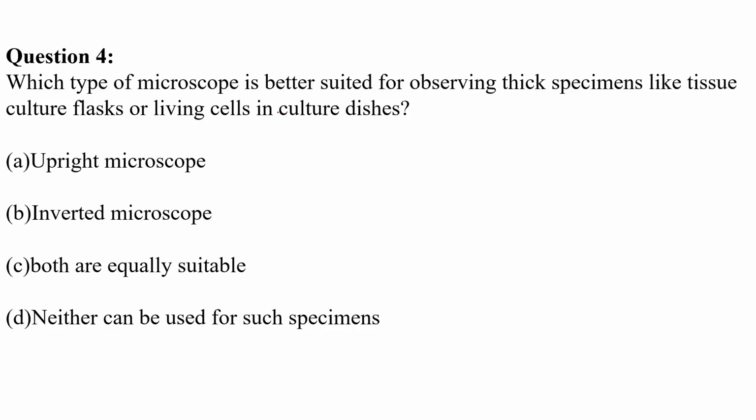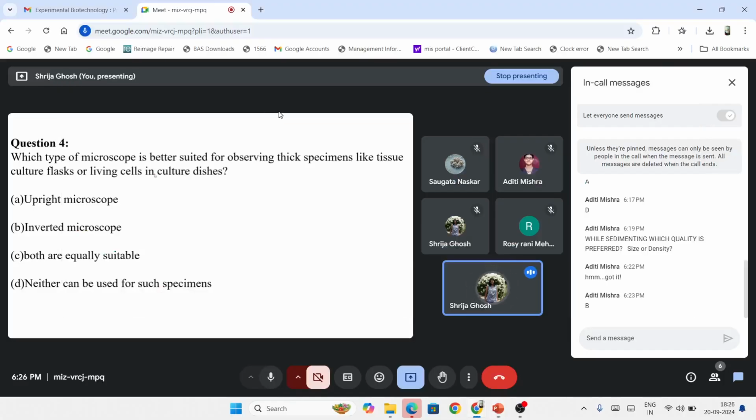From now, we'll start the microscopy related questions. So question number 4. Which type of microscope is better suited for observing thick specimens like tissue culture flask or living cells in culture dishes? Option A, upright microscope. Option B, inverted microscope. Option C, both are equally suitable. Or option D, neither can be used for such specimen. Which type of microscope is better suited for observing thick specimens like tissue culture flask or living cells in a culture dish?